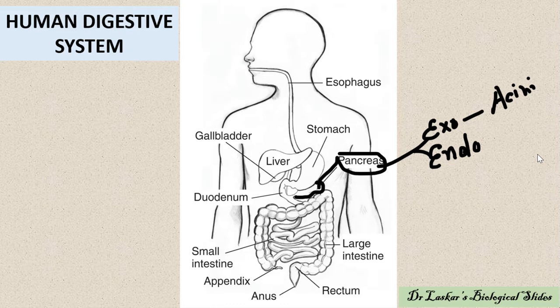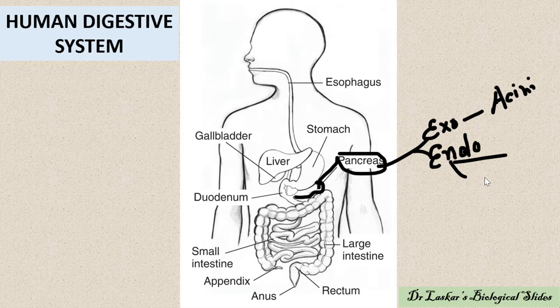Pancreatic juice is alkaline, having pH 7.5 to 8.5, and it contains sodium bicarbonate. In the pancreatic juice there are different enzymes like trypsinogen, the inactive form of trypsin, chymotrypsinogen, the inactive form of chymotrypsin, and procarboxypeptidase, the inactive form of carboxypeptidases. And the endocrine part is known as the islets of Langerhans.